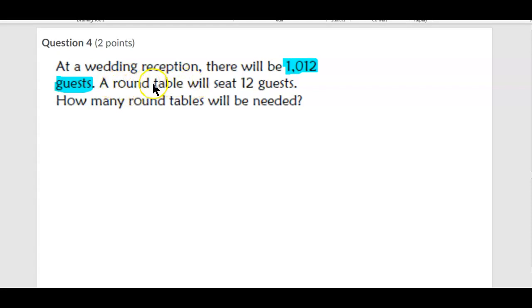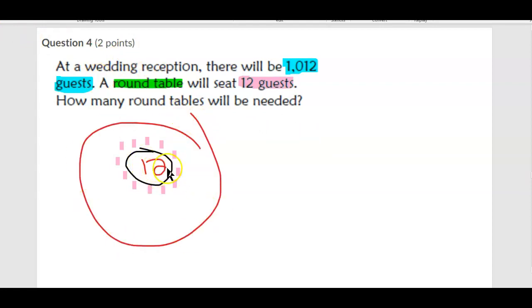So, tables. One round table will have up to 12 of those guests. If we draw a round table, we could fit 12 guests there. Let's make each guest a pink dot. 1, 2, 3, 4, 5, 6, 7, 8, 9, 10, 11, 12. So 12 out of those 1,012 people. That's still about 1,000 more people.